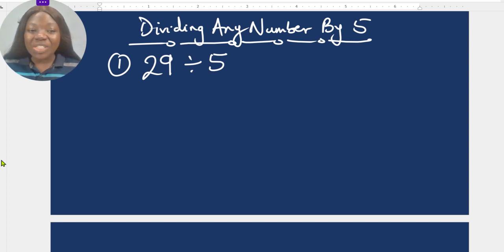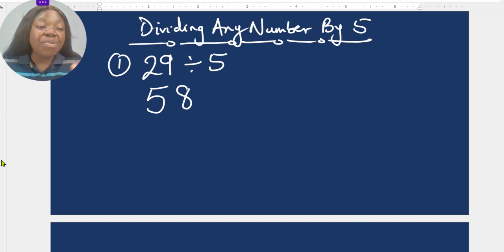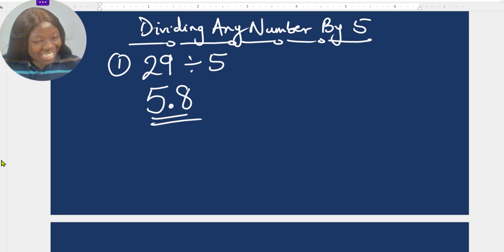So the first thing you're going to do is to double 29. Double 29 means multiply 29 by 2. You're going to have 58. Then introduce a decimal point before the last digit on the right. The last digit on the right is 8. Before 8, put your decimal point. So it means 29 divided by 5 is 5.8. That's the strategy. So in your head, you can actually do it and tell me the answer.